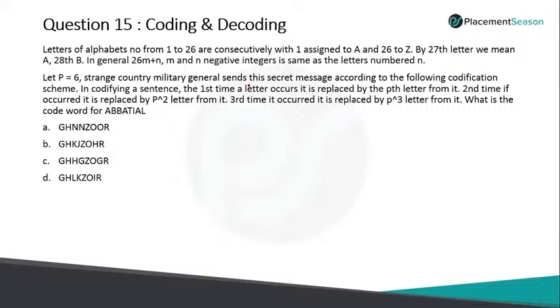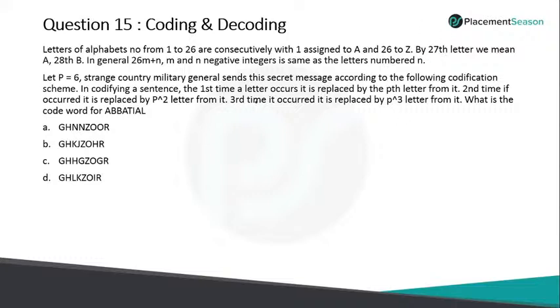Coding and decoding. Now it's a different type of question here. It's given that the letters of the alphabet are numbered from 1 to 26 consecutively, with 1 assigned to A and 26 to Z. The same we discussed for the previous question. You have to just number A to Z, like A is 1, B is 2, likewise Z is 26.